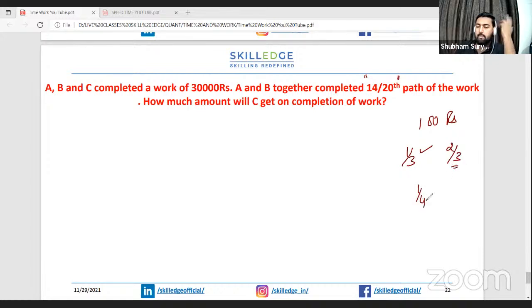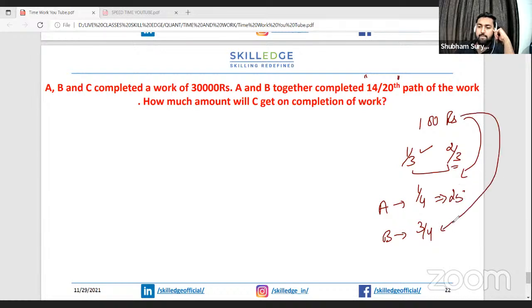Instead of taking distribution in 1/3 and 2/3, let's say there's a person A who has done 1/4 of the work and there's a person B who has done 3/4 of the work. So the amount received by person A is going to be 1/4 of 100 rupees, which is 25 rupees, and the amount received by person B is going to be 3/4, which is 75 rupees. Okay, the same thing has to be done over here.